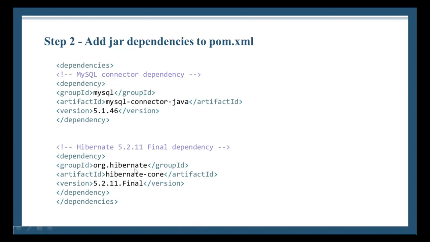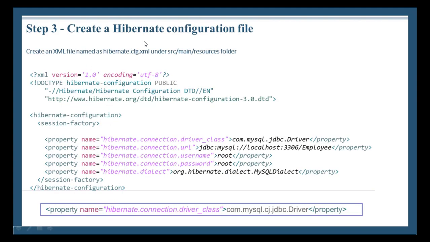Then the next thing we need to do is provide the different configurations. So for that I am going to create an XML file named hibernate.cfg.xml, which is the default name for the XML file, under the src main resources folder, and this code we need to provide in our Hibernate configuration file. We need to provide the doctype and then we can give the different properties within the hibernate-configuration tag, and within the hibernate-configuration tag we have session-factory which encloses all the property tags.